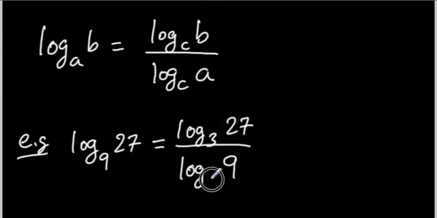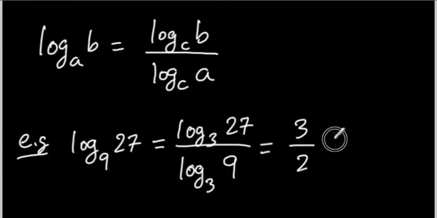And the bases have to be the same, by the way. You can choose any base you want, but they have to be the same. So we can choose 3. I know that 3 to the power of 3 will give you 27, so this is equal to 3. And 3 to the power of 2 will give you 9, so this is equal to 2. So basically, the answer to this is 1.5. You see how that was hopefully helpful?